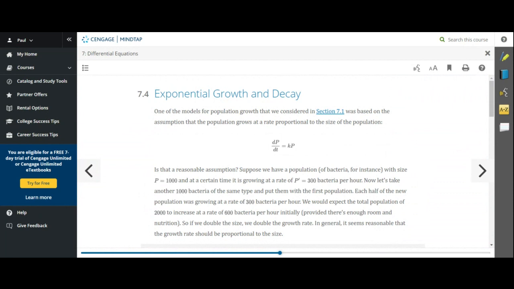proportional to the size of the population. In other words, the rate of growth, dP/dt, of the population is equal to kP. So the growth rate of the population is proportional to the population at that time. Is it a reasonable assumption? Well, for bacteria, it is reasonable. But for humans, is it reasonable?